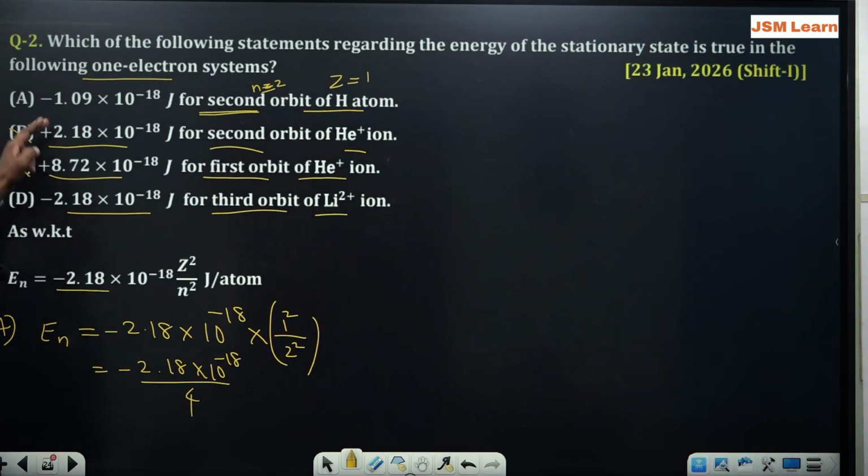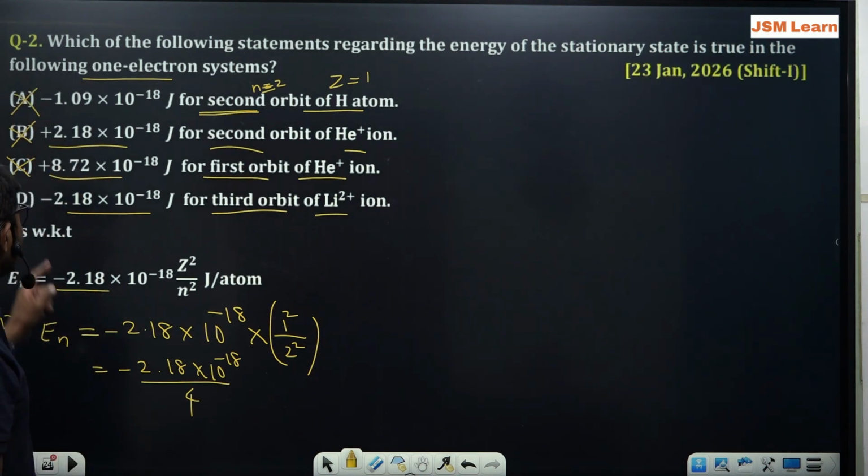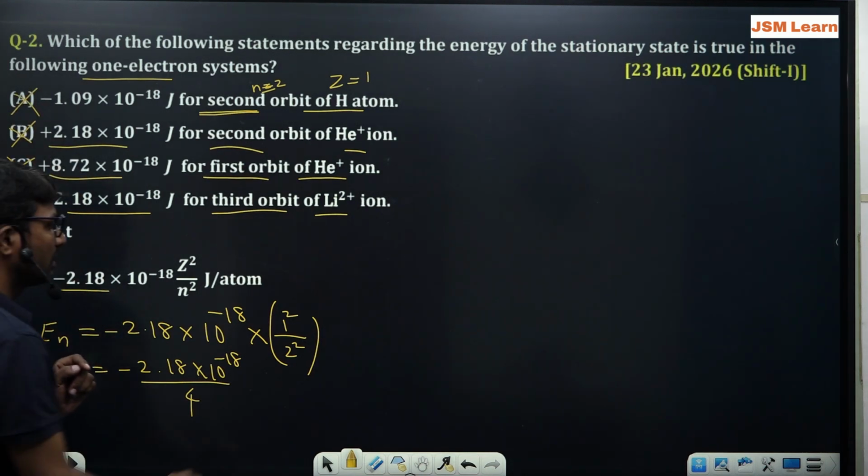So you can check the option here. This one is the half of 2.18 value, but 4 times means you will get half of 1.09 value. So that means this option is also wrong, we can easily say. So whether we are going to get the option D also, let us check now.